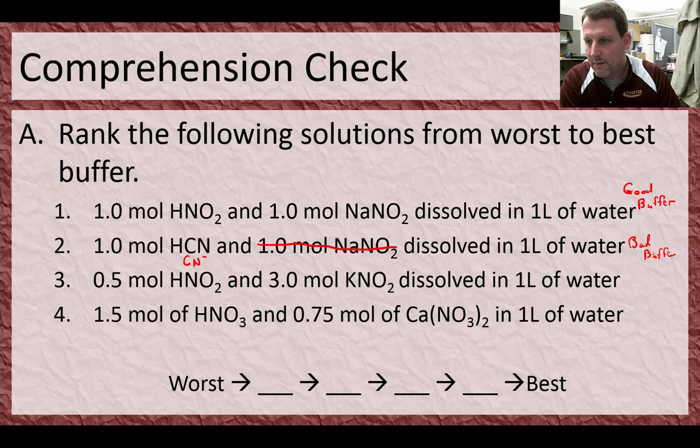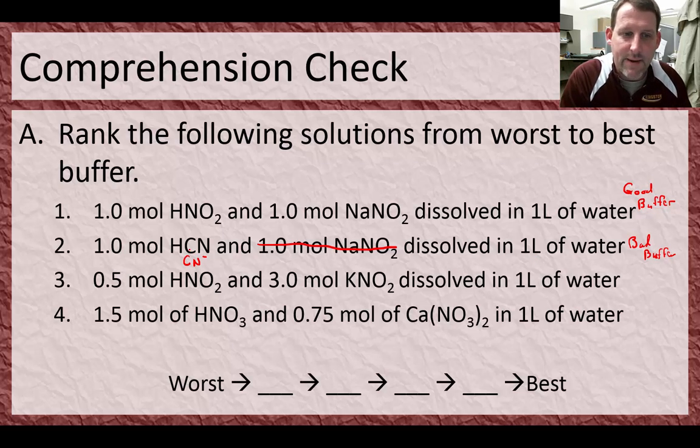It might be able to do a pretty good job of counteracting OH minus, some bases, but it's really bad at counteracting acids. All right, so this next one, we have NO2, and the conjugate base of HNO2 is NO2 minus, right?